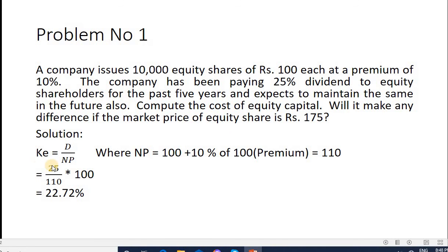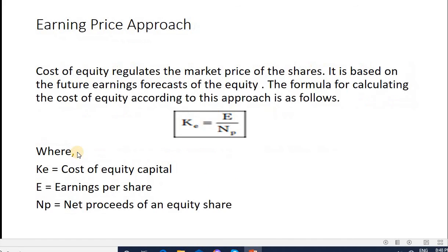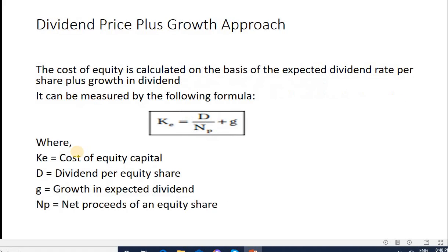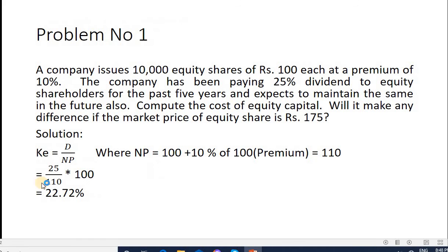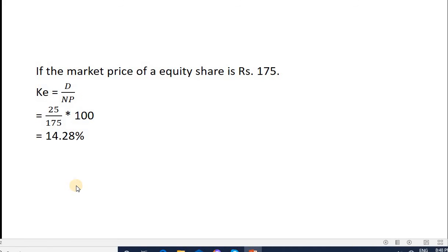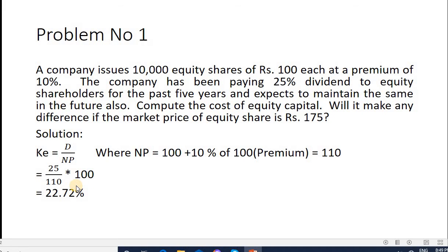The solution is K = D/NP. So, this is the dividend price approach method. D is the dividend rate, that is 25%, divided by NP, that is net proceeds, that is 100 at a premium of 10%. So, 100 plus 10% of 100 is 110. So, 25 by 110 into 100 is 22.72%.